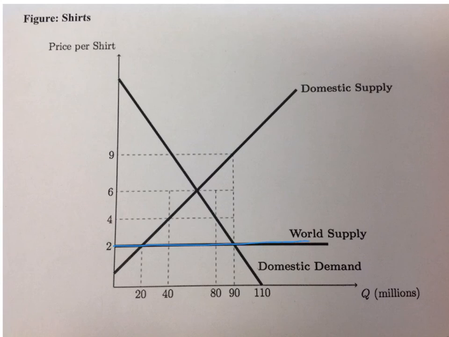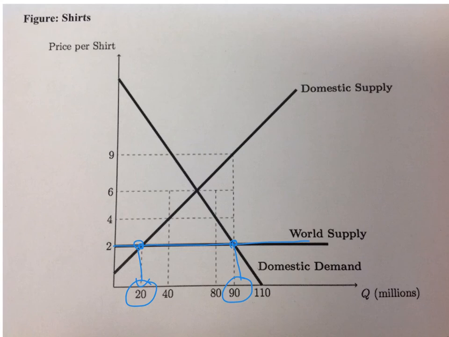So at that price, we know, where does that price hit the demand curve? That tells us how many shirts consumers want to buy: 90 shirts. It also tells us, if we look at the supply curve, where the price hits the supply curve, how many shirts domestic producers are willing to produce at that low price of $2, which is 20.